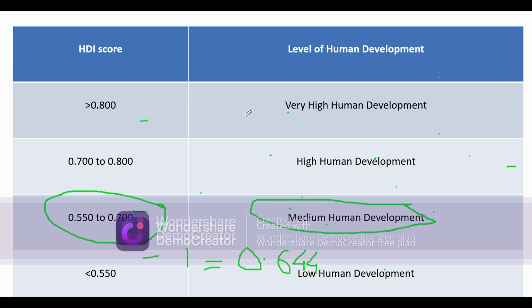So I hope you have understood something from here. You can watch the video and try to understand and read more about the human development index from various articles, which is there in the United Nations Development Program website of the UN.